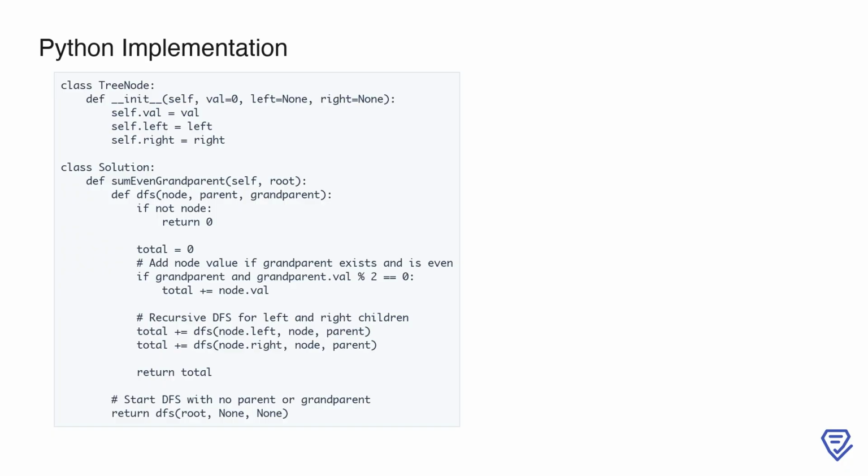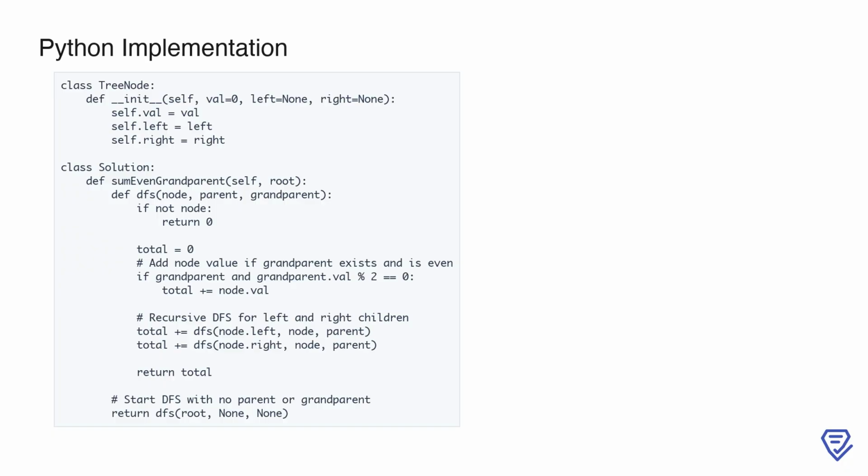Explanation. 1. TreeNode class. The TreeNode class is provided as part of the problem for representing each node in the binary tree. Each node has a value, val, a left child, and a right child. 2. Solution class and main function. The sumEvenGrandparent method is the main function for solving the problem. It takes the root of the binary tree as input and returns the total sum of nodes with even-valued grandparents.